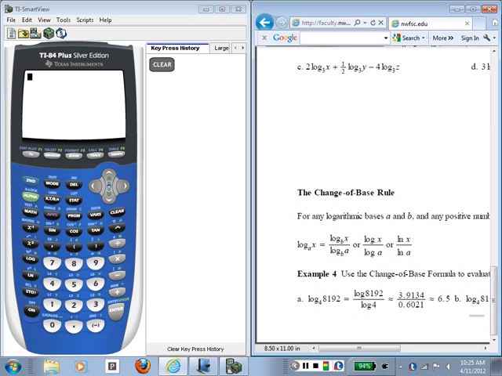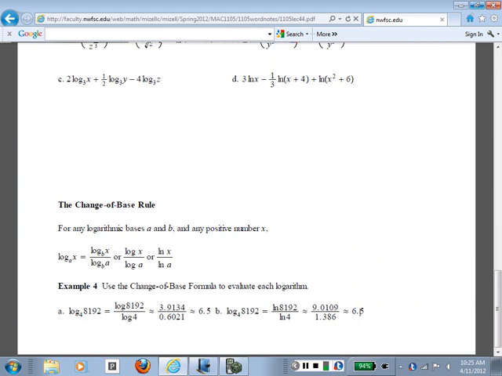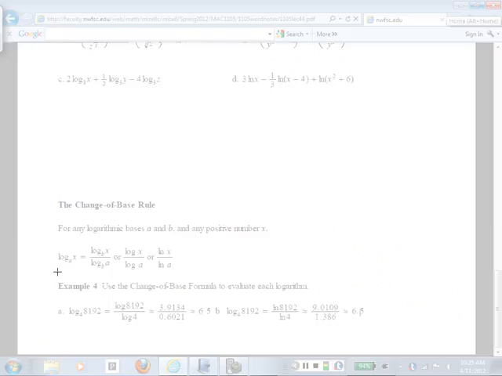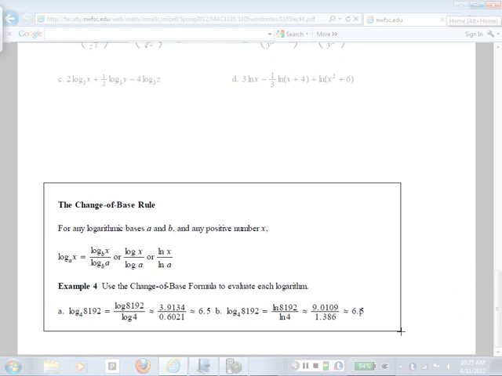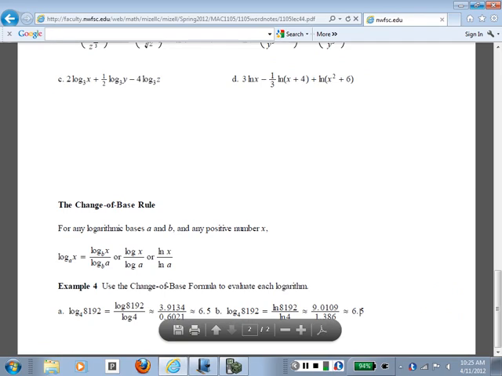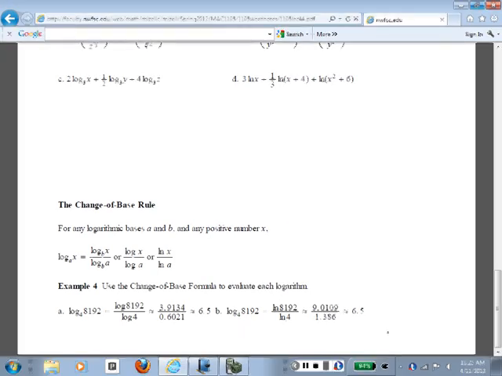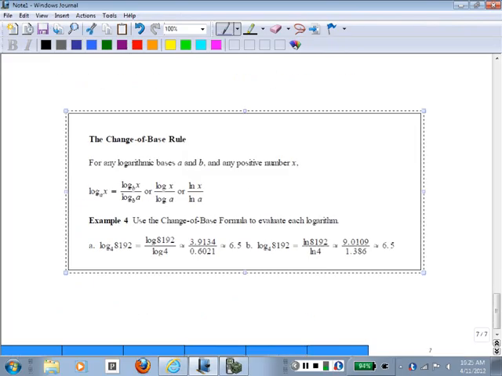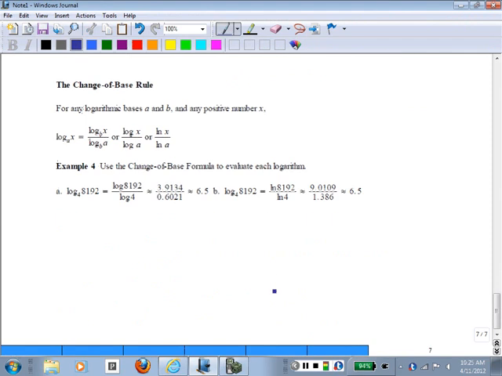So I guess what I should do is copy that and then paste it with maybe the calculator description. That would probably be most helpful. So let's see if I can find log base 4 of 8,192.